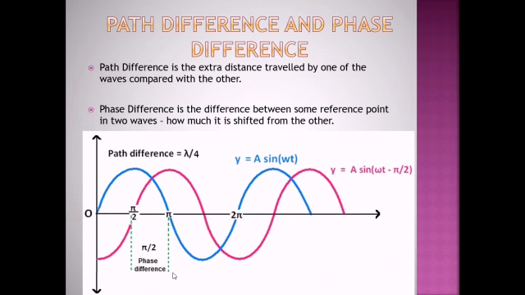Now, how to differentiate between path difference and phase difference? Path difference is the extra distance traveled by one of the waves compared with the other. So in these two sinusoidal waves, the path difference is lambda by 4. And the phase difference between these two waves is pi minus pi by 2, which is pi by 2, which is 90 degrees, because pi is 180 degrees.